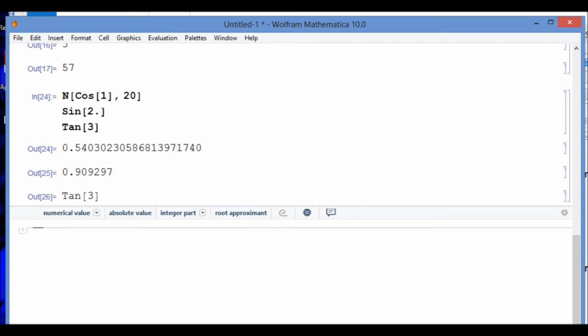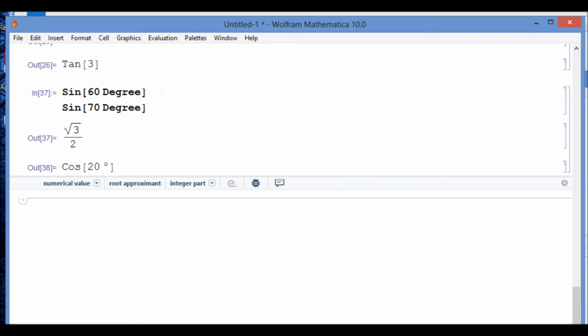You can also use numerical arguments to invoke numerical results. It is not as precise as the N command, but very convenient. If you want to use the degree measure in trigonometric functions, use the built-in constant, Degree with capital D, as in the example. An angle of 60 degrees is one of the special angles, for which we know exact values.